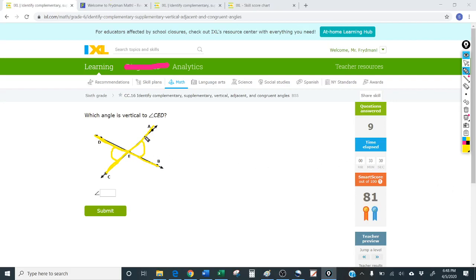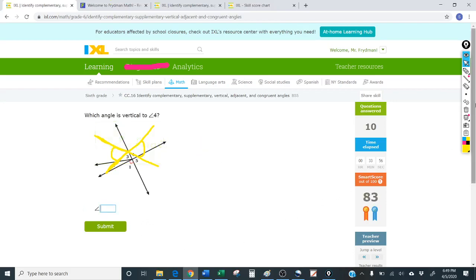Now I just have to name this angle, and I can see here that one name that I could give for it would be AEB. I could also name it BEA. That would also work. Either way is good. All right, next.